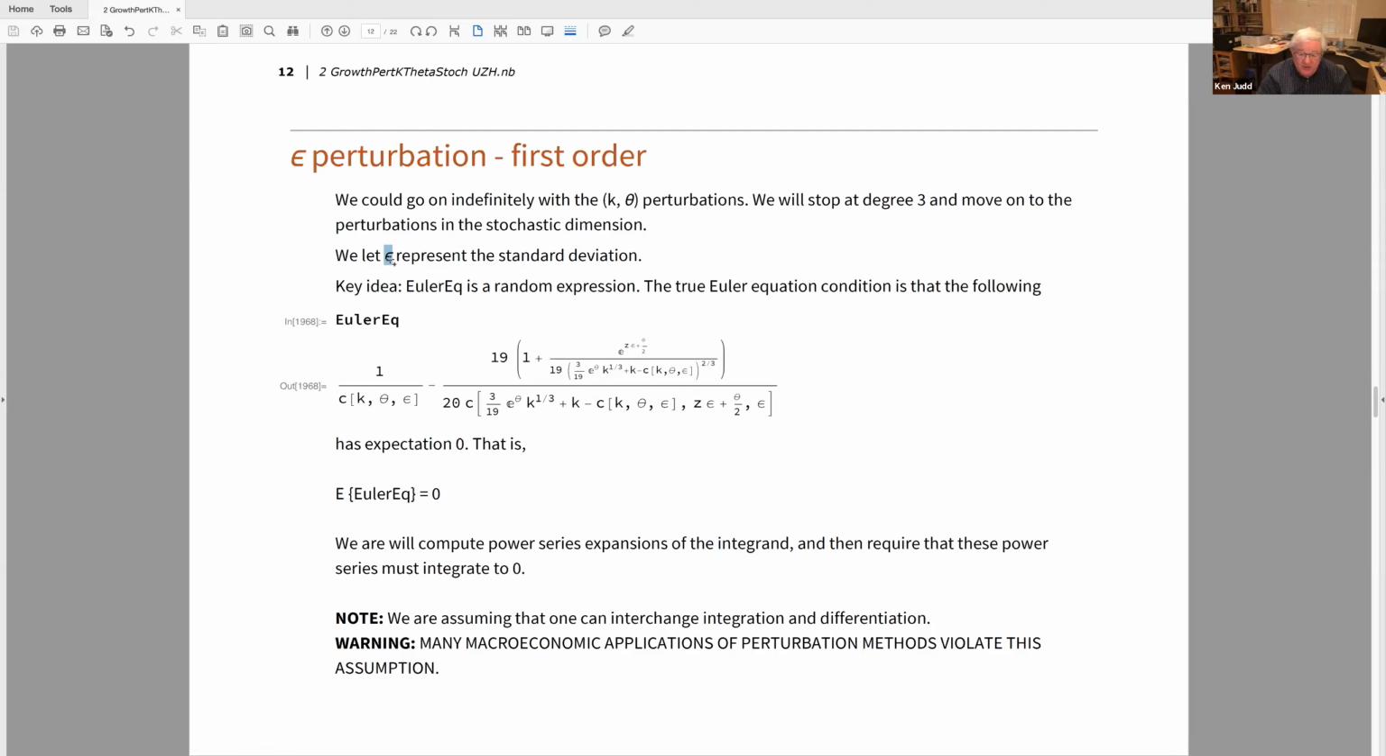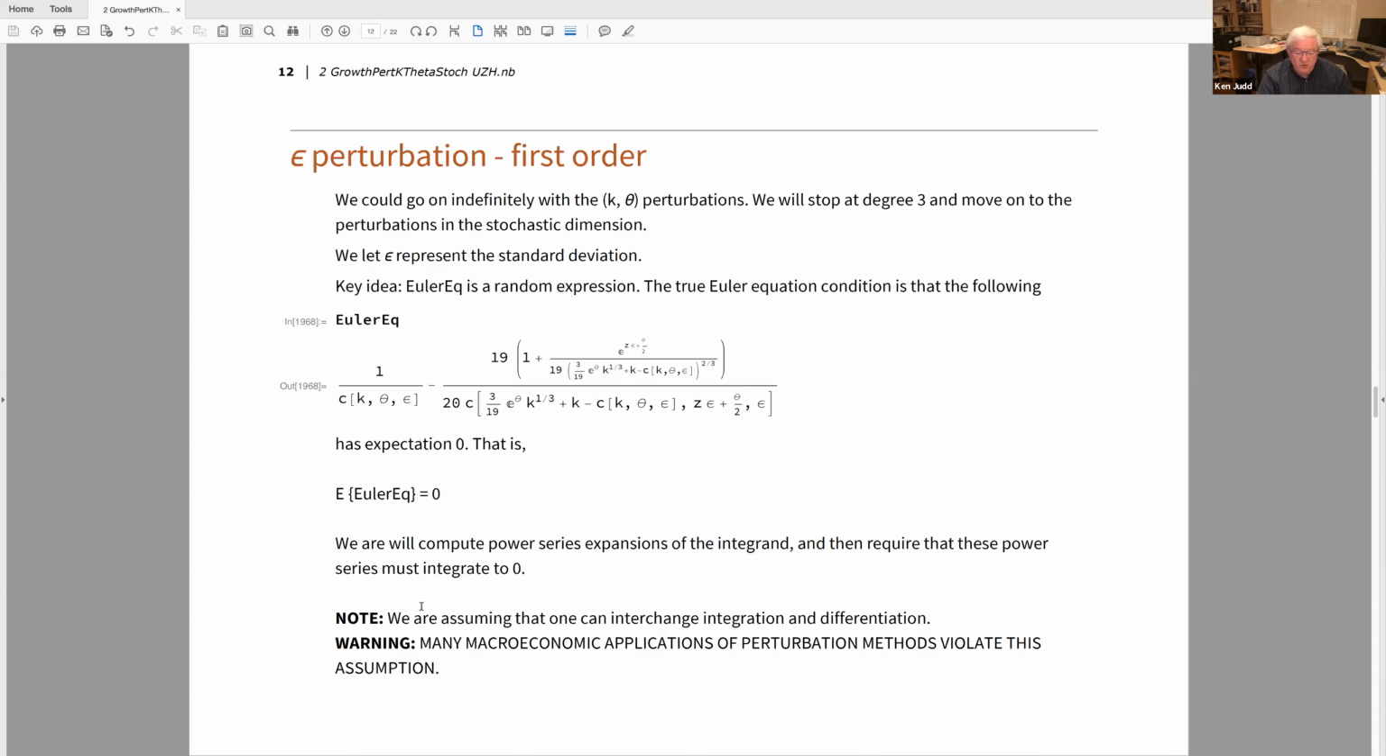So the true Euler equation condition is that the expectation of this thing is 0. We're going to compute power series expansions of this integrand. So this is the integrand of the expectation. We're going to compute a Taylor series of this with respect to epsilon as well as k and theta. And then at each step, we're going to be imposing the condition that that power series is 0 in expectation.